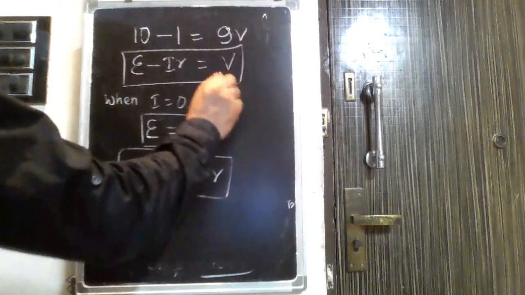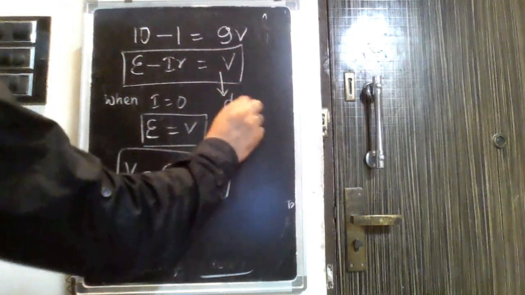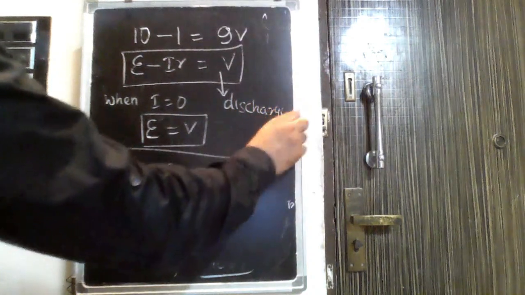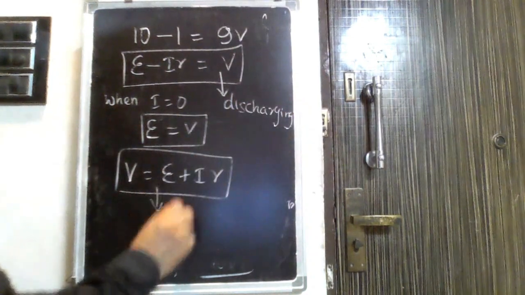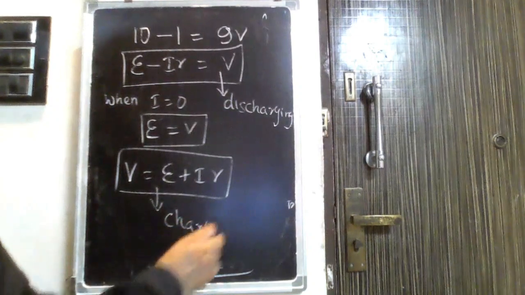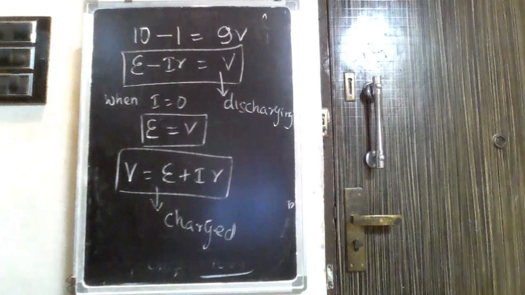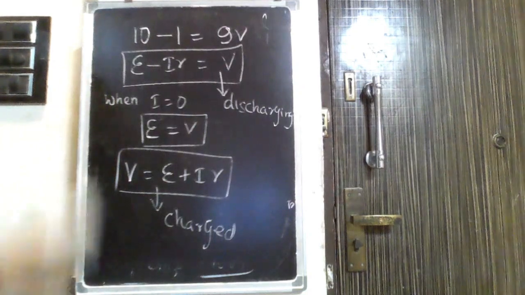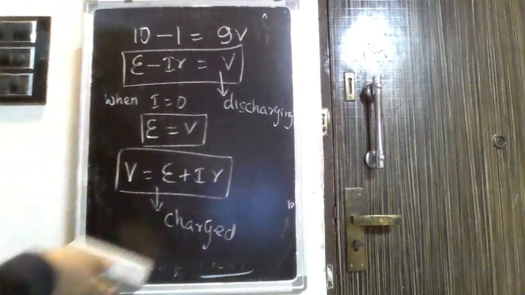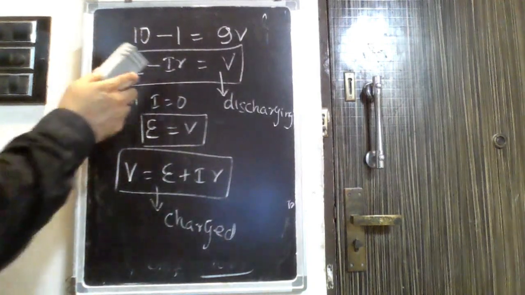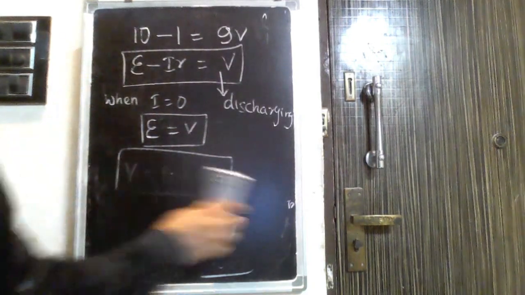This formula will be used when your battery is discharging, and this formula will be used when the battery is getting charged. So now we should know when the charging is happening and when the discharging is happening. This is another story now. We can have V equal to E minus IR or E plus IR. I will use this formula when my battery gets charged, and this when the battery is discharging. So let's understand the way of finding out when it's getting charged and discharged.